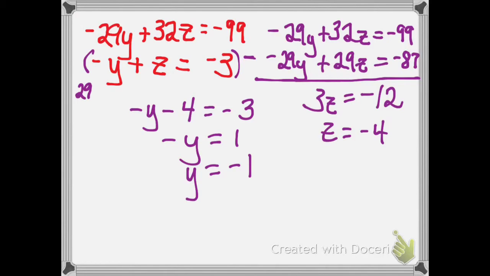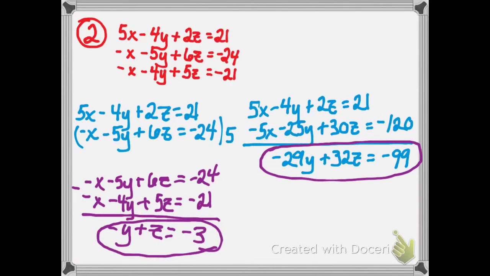So now I'm going to take both of these and go back to the originals. So I have negative 1 for y and negative 4 for z. Now I'm going to plug it into the top equation. So I have 5x minus 4 times negative 1 plus 2 times negative 4 equals 21.